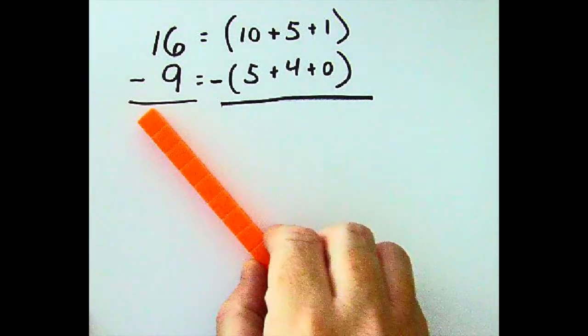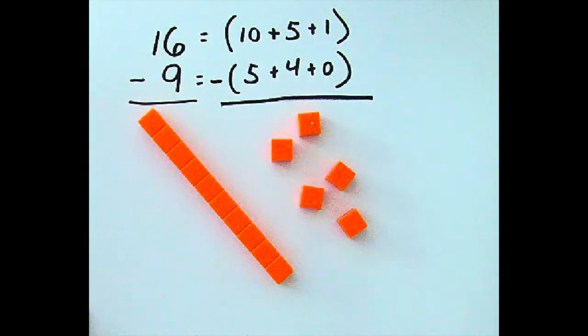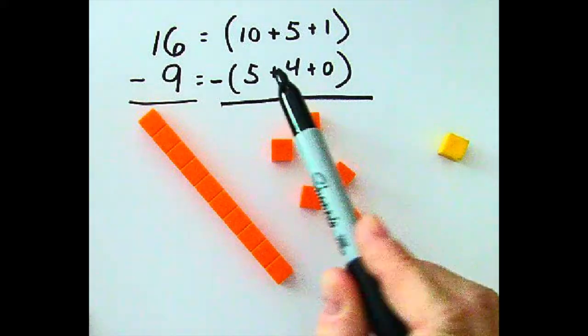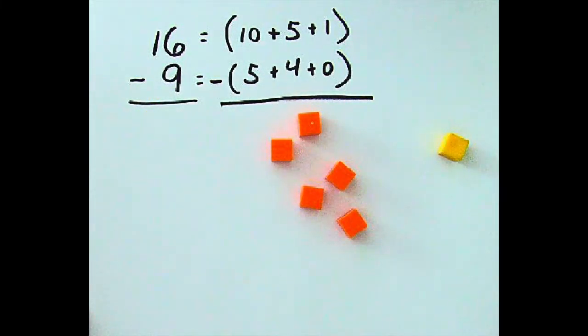Once again, we can show it in physical quantity as well. So here's our 10, our 5, and our 1 more. Now if we subtract our 5 from the 10 that we have, that leaves us with 5.